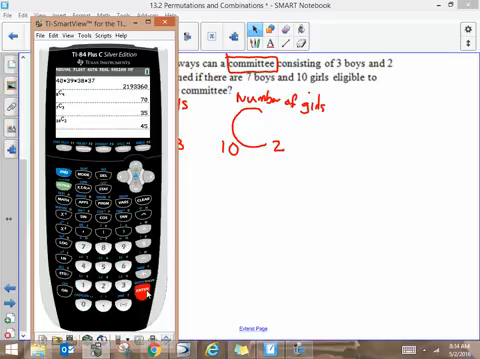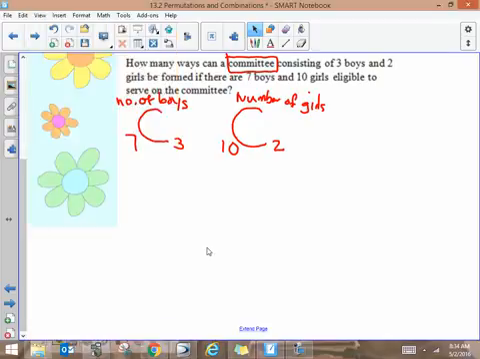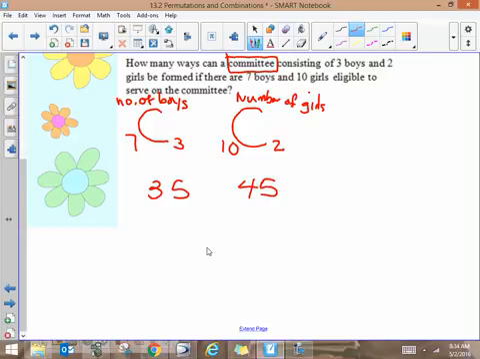Okay. Get 35 and 45? Anybody not? Get 35 and 45. Okay. So I just totally plug those into the calculator. Easy route that time. Okay, now, what do you think we should do with 35 and 45?